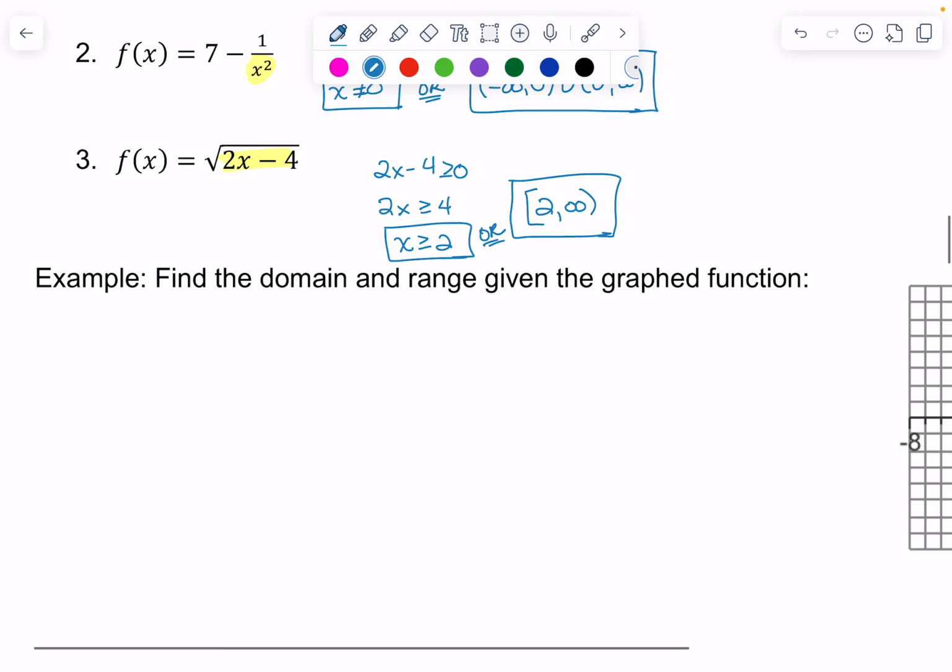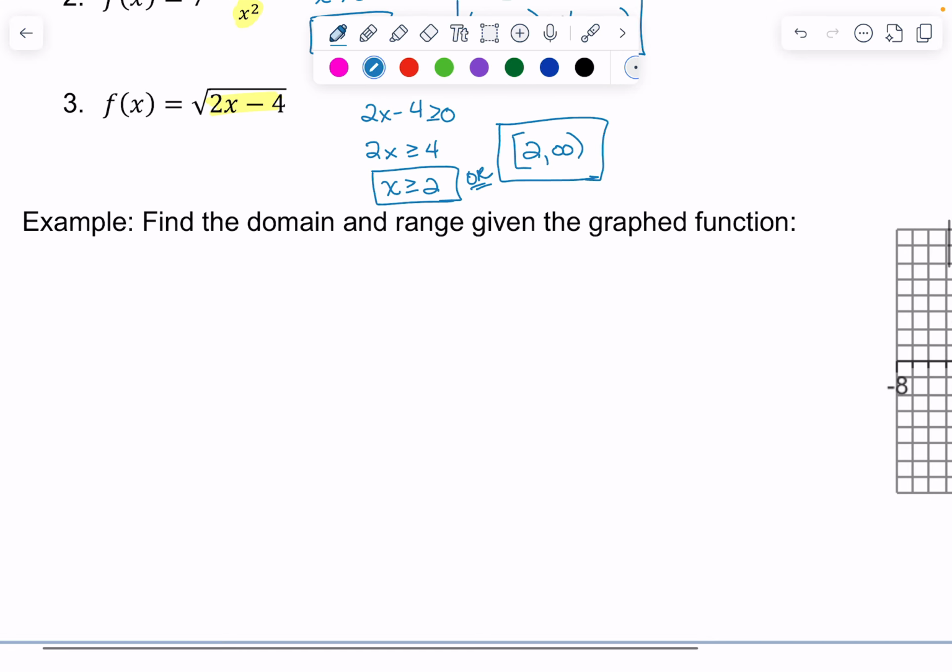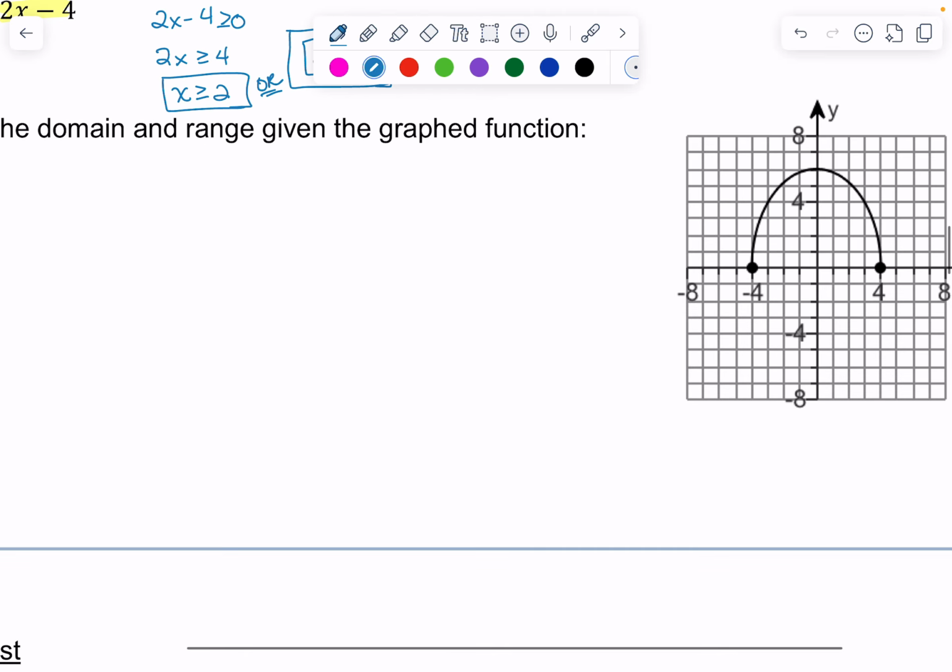Let's take a look at finding the domain and range of the graphed function. So over here I have a graph. Remember, domain is my x values, my inputs. That's always the x-axis. My range is my outputs, so my y values. What are my potential y values?